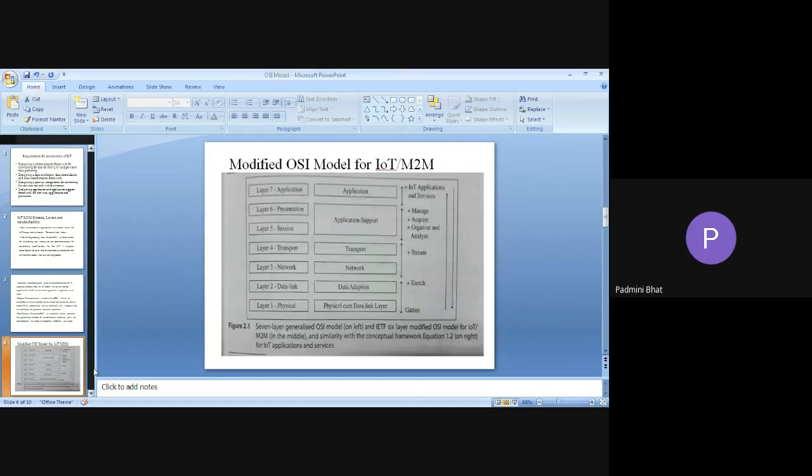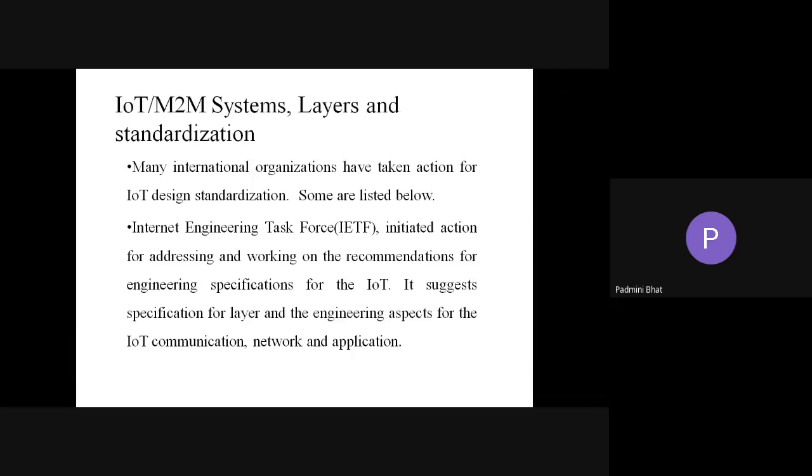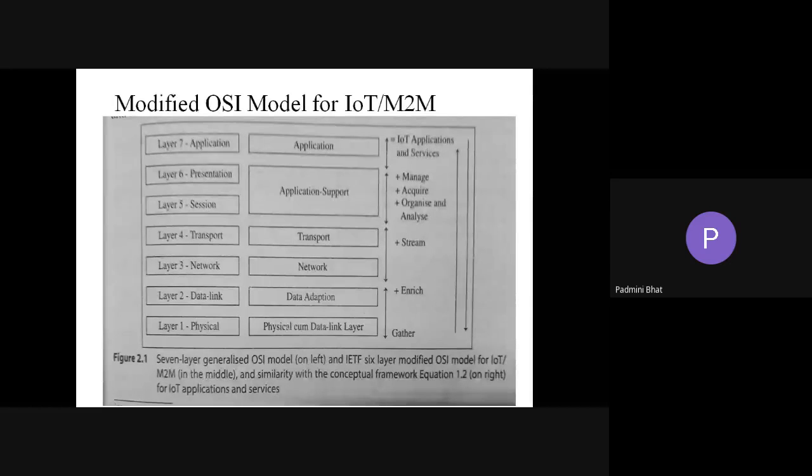Next, the modified OSI model for IoT. So the modified OSI model, why? I told you we have certain groups which have come up with the standards. So check out here. Here it is 6 layers. Instead of the 7 layers of OSI, you have 6 layers here.